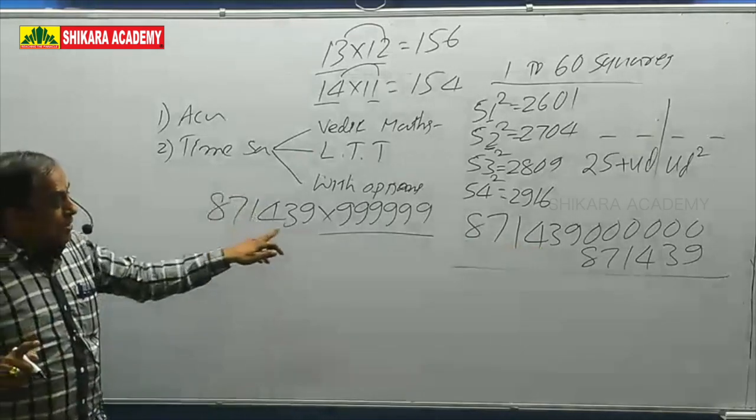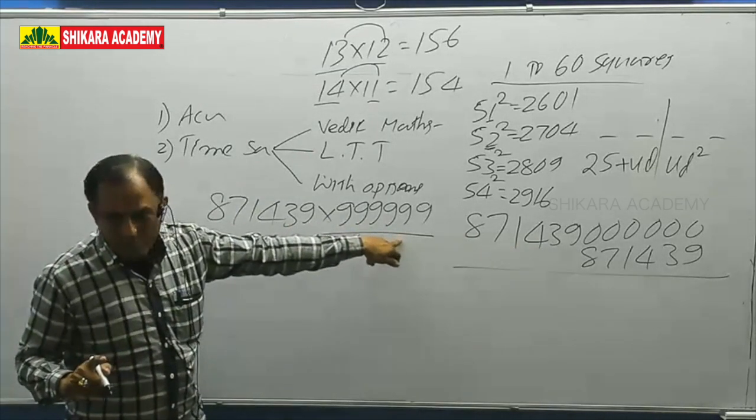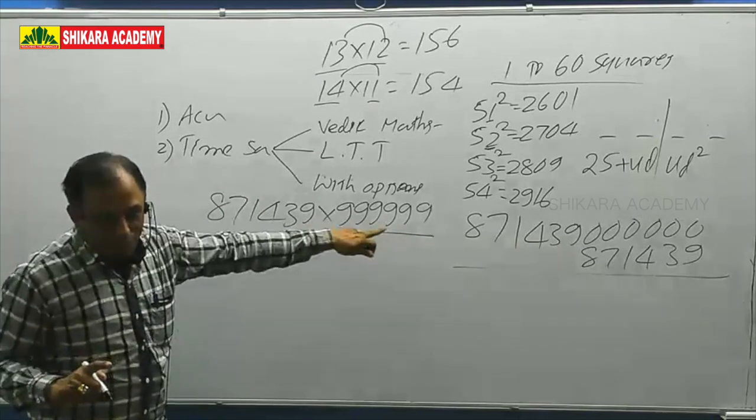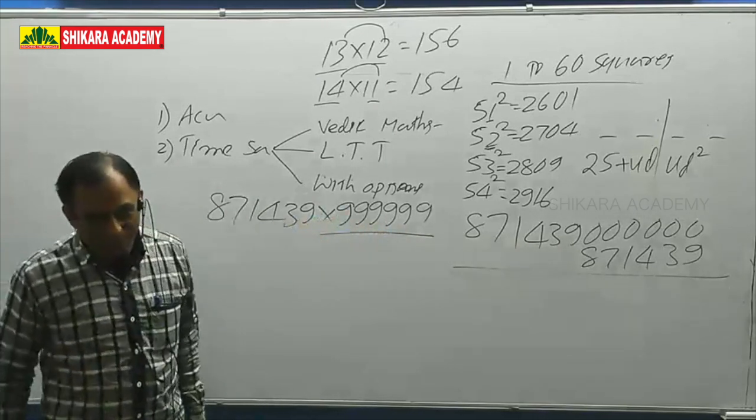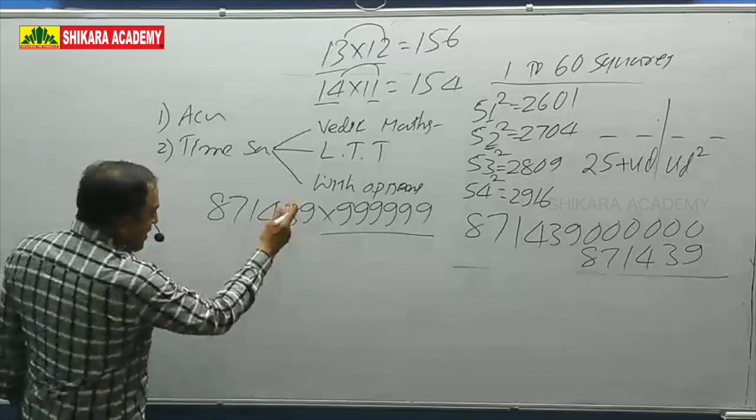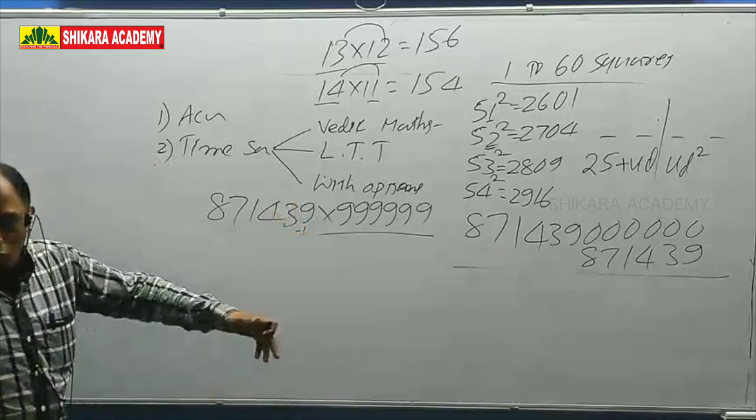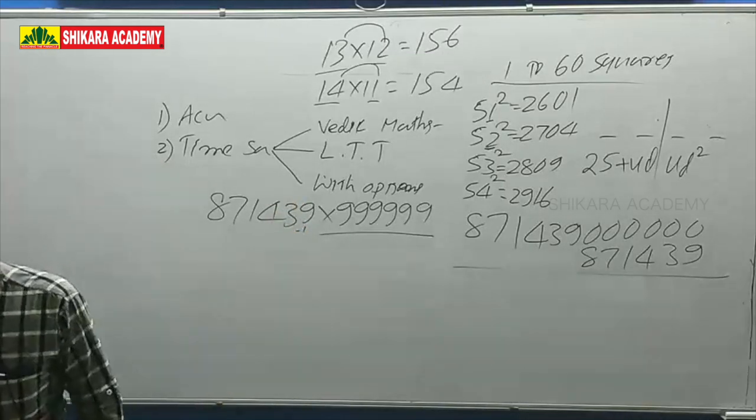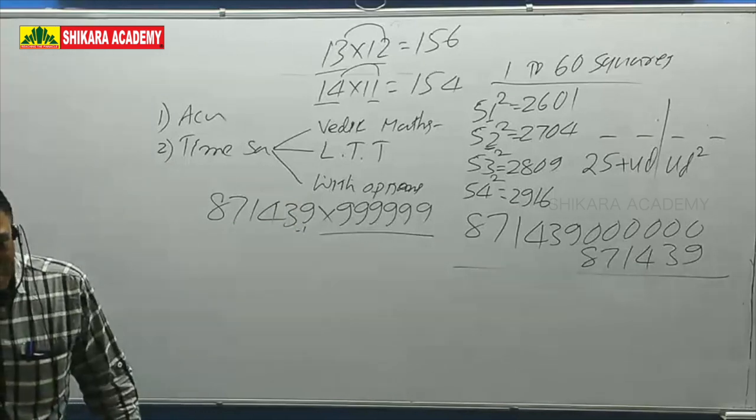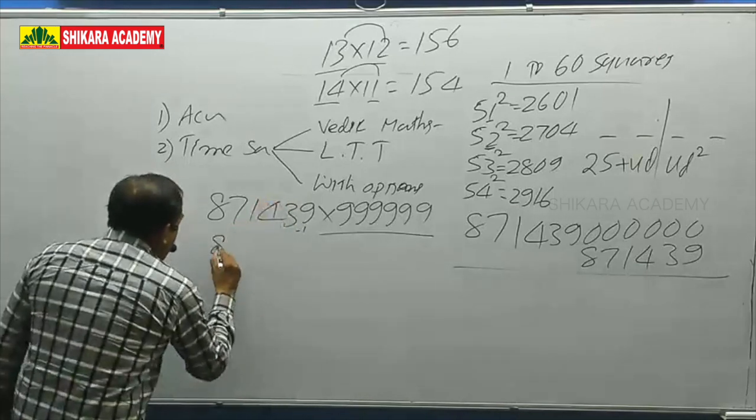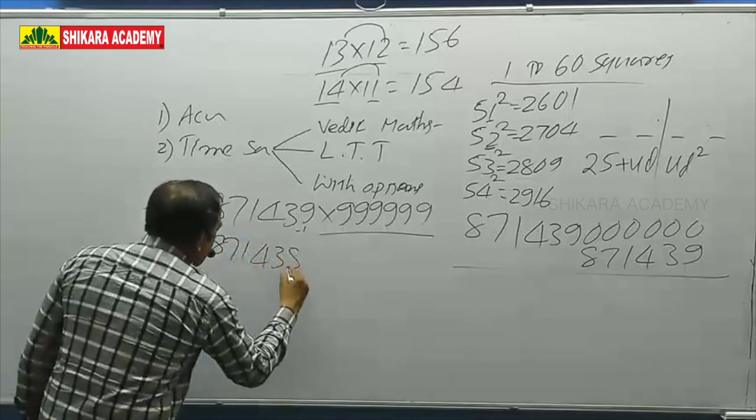Condition: any number multiplied by 9s, the number of digits should be equal. 6 digits, 6 digits. What is your answer? Given number minus 1. You may be poor in mathematics, but any number minus 1 is very simple. Yes or no? This number minus 1: 8, 7, 1, 4, 3, 8.